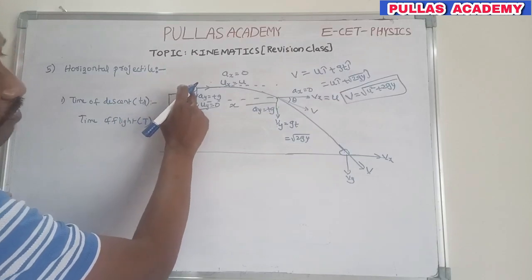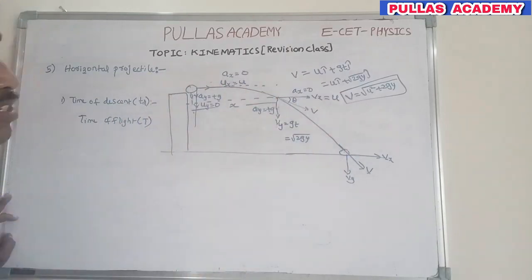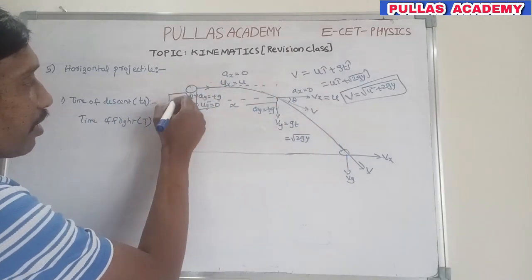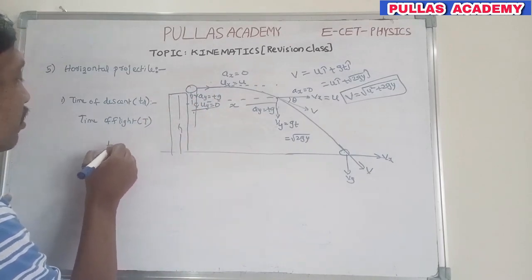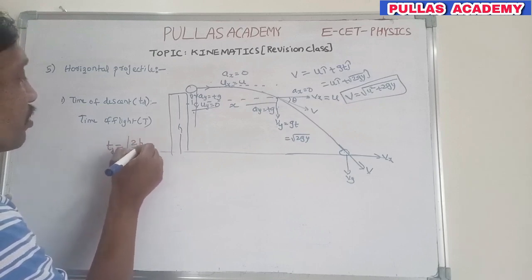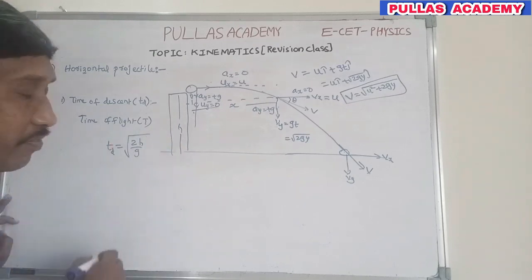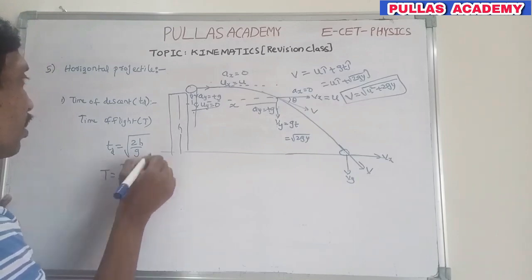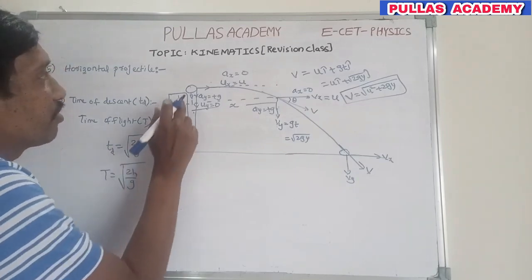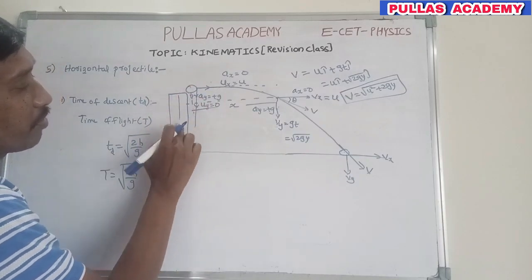So when it is projected from this point, it reaches the ground. This is the total time taken. It depends only on the height of the body. That means T_D is equal to the square root of 2h by g. That's the formula for time of descent, and time of flight is also the same formula. That is the expression. Next, here it is projected from a certain height h.